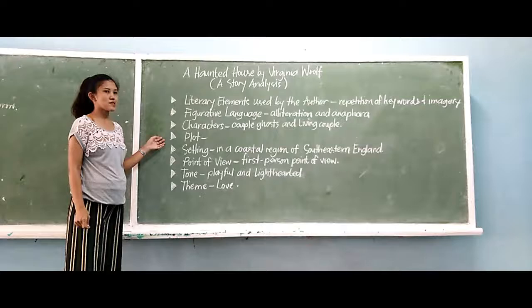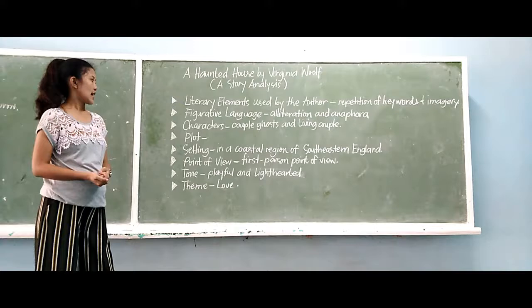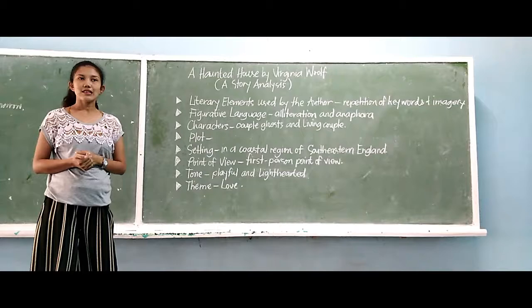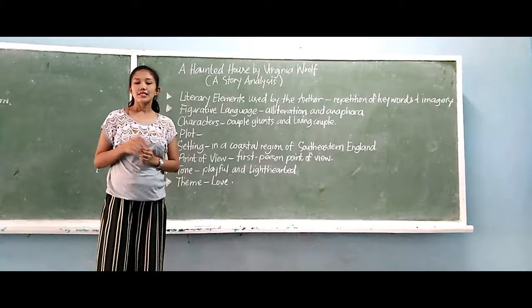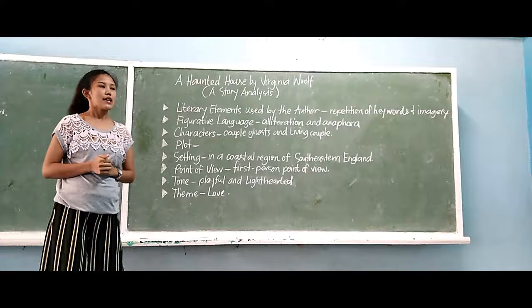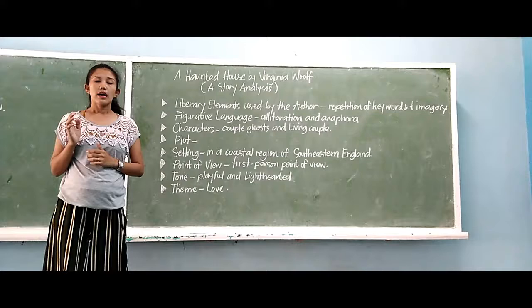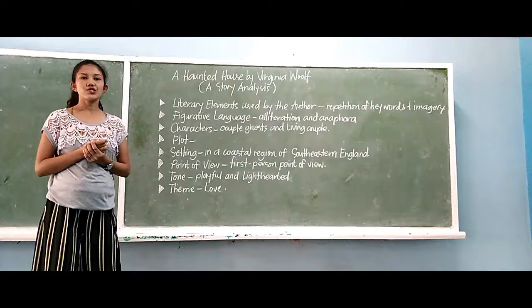The next one is the plot. That is also called the summary of the story. The plot of the Haunted House begins with the ghost couple. The woman ghost was dying, and her husband decided to travel. Then, while he was on the tour, the ghost man died. And when they met each other, they decided to go back to the house to find the treasure.